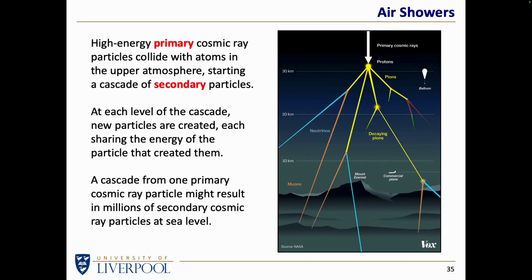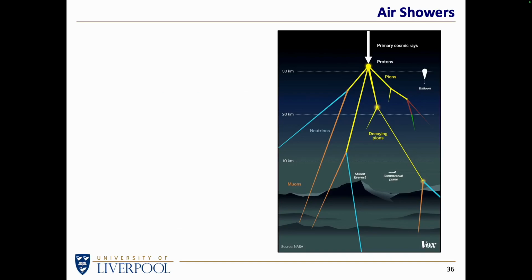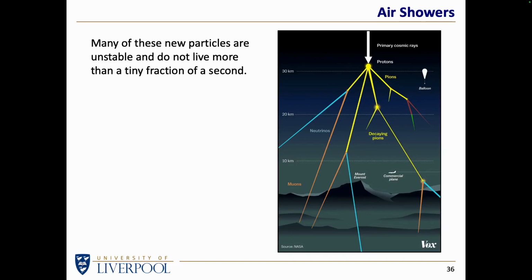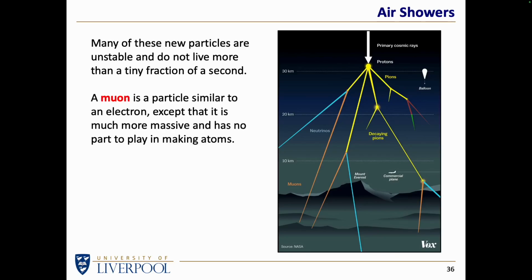What sort of particles might be produced? Well, some of the particles are the familiar ones we know about. We know atoms are made of protons and neutrons and electrons. Some of the particles that make it to ground level are the familiar ones, protons and electrons. But some of the particles that make it to ground level are rather less familiar. They are unstable and don't live very long. They might only live for a fraction of a second.